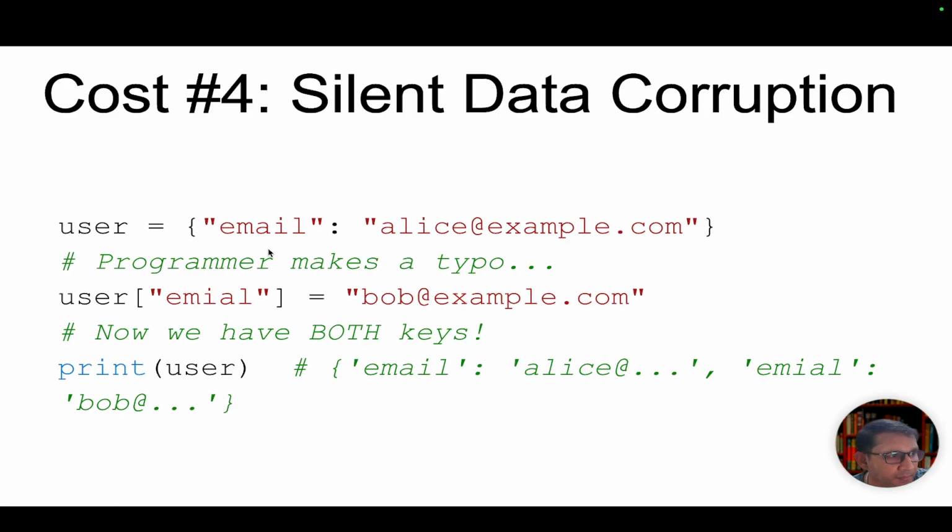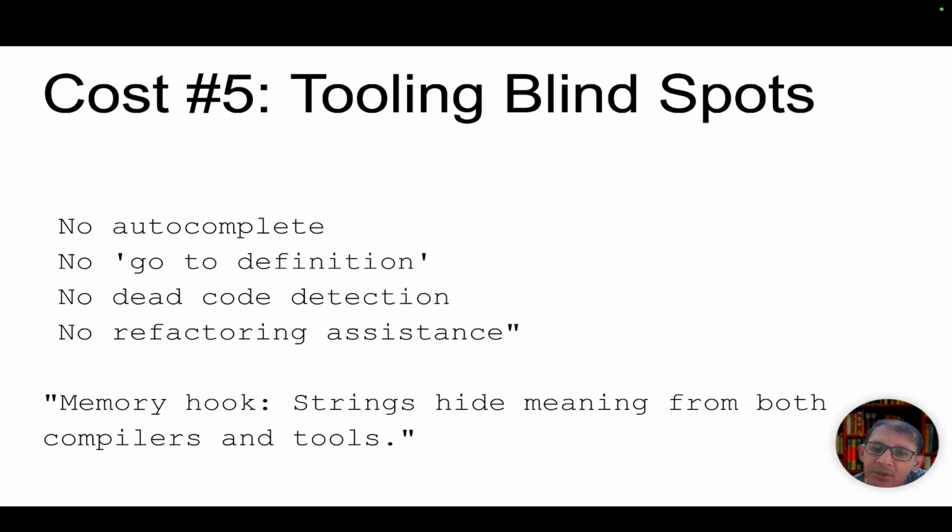Fifth, our development tools become blind. When meaning is hidden in strings, your development environment can't help you. No autocomplete, no go to definition, no dead code detection, and no refactoring assistance. The tools that make modern development productive simply won't work with semantic meaning buried in string literals. Here's a memory hook to remember this: strings hide meaning both from compilers and tools.